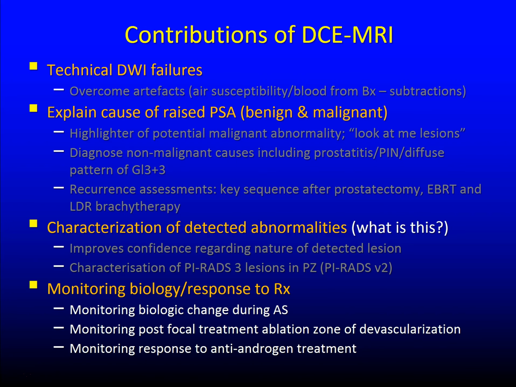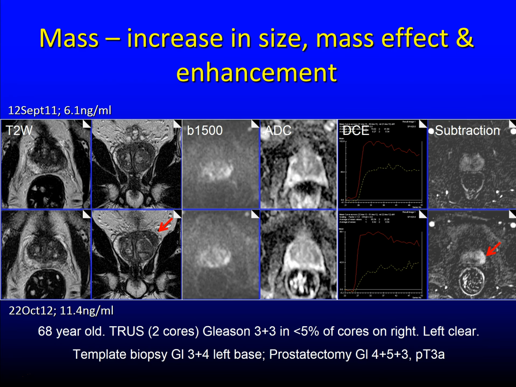The other area where DCE makes a real contribution, I think, is in monitoring response to treatment, particularly in patients who have been treated with anti-androgens, for example. And I just wanted to show you an example of that sort of use in active surveillance. So here's a patient seen 1 year apart, October 2011 and October 2012. Difficult to see, but there is slight increased mass effect here in the peripheral zone. Here's the right side, here's the left side. On the T2 and on the diffusion sequence, really no change.